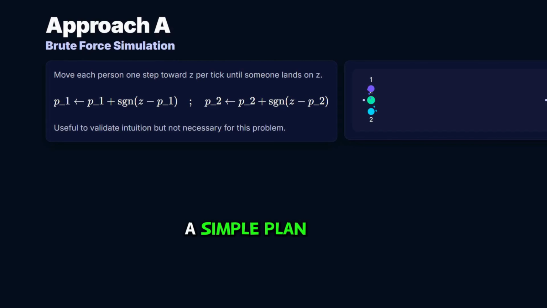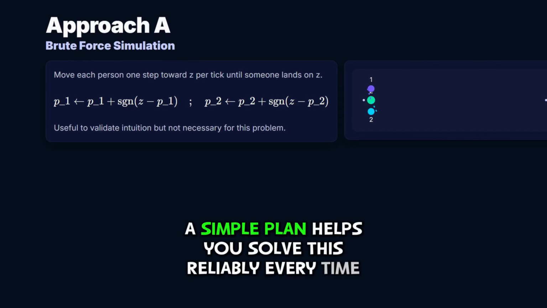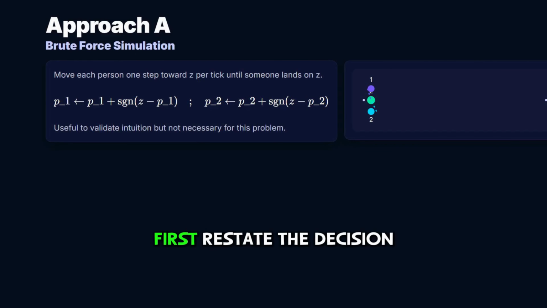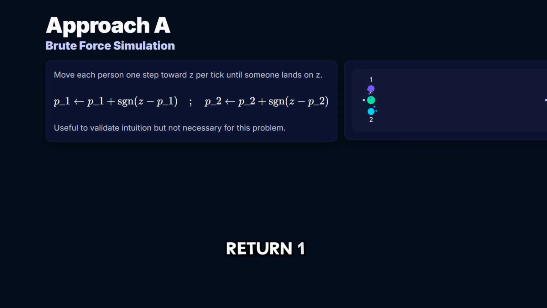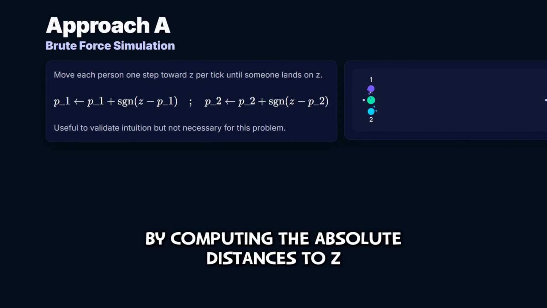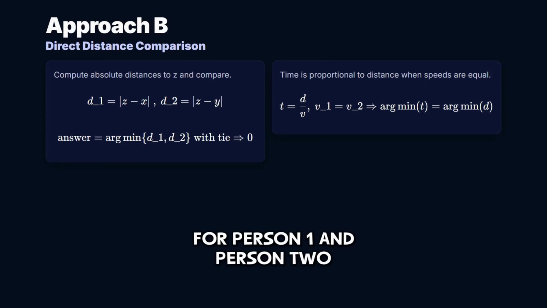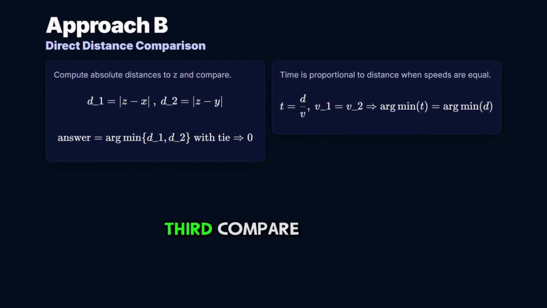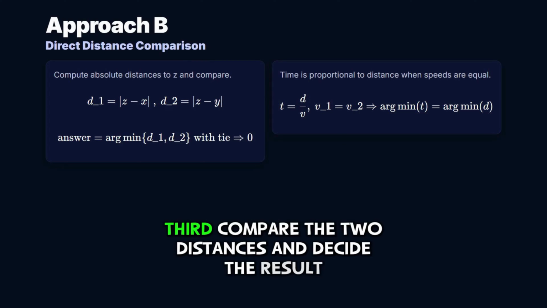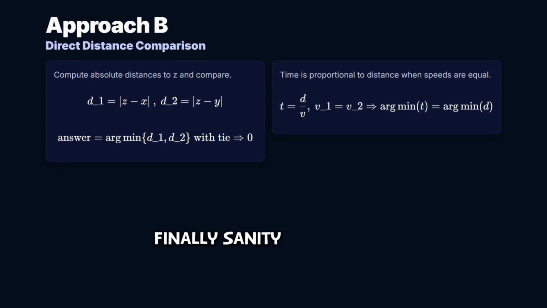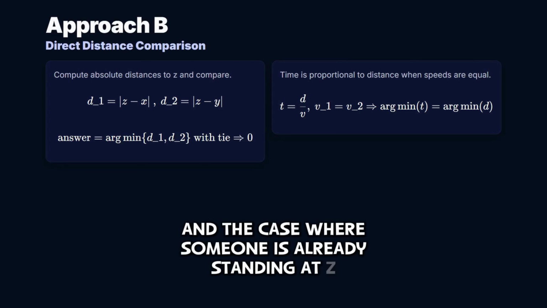A simple plan helps you solve this reliably every time. First, restate the decision we must make. Return 1, 2, or 0. Second, translate the story into numbers by computing the absolute distances to Z for person 1 and person 2. Third, compare the two distances and decide the result. Finally, sanity check your decision with the examples and remember to include the tie case and the case where someone is already standing at Z.